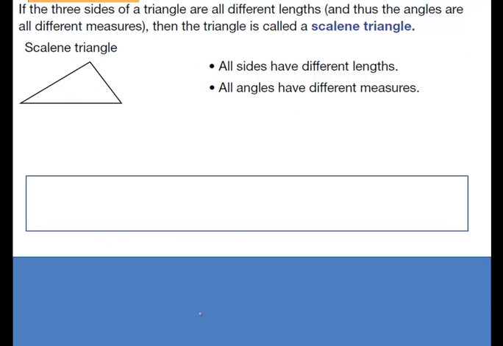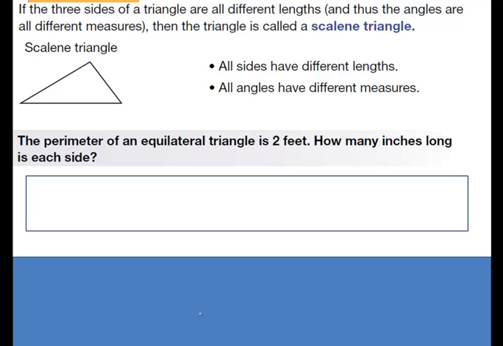So if the three sides of a triangle are all different lengths, meaning that none of the sides are the same, then they call this a scalene triangle. Isosceles has two of the same, equilateral has three of the same, scalene has none the same.